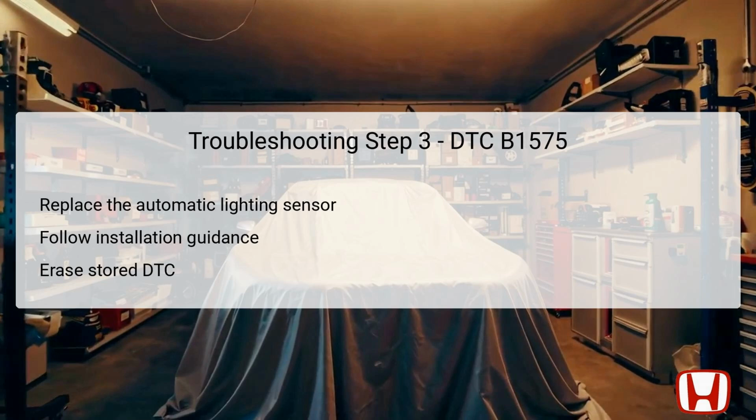If the first two steps do not resolve the issue, the next step is to replace the automatic lighting control unit sensor. When performing this replacement, it's vital to follow precise installation guidelines provided in the Honda service manual. Carefully installing the new component ensures it operates seamlessly with the vehicle's existing systems.